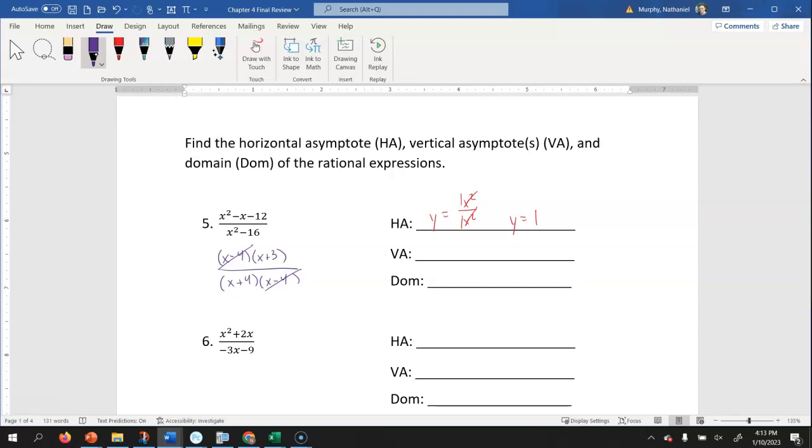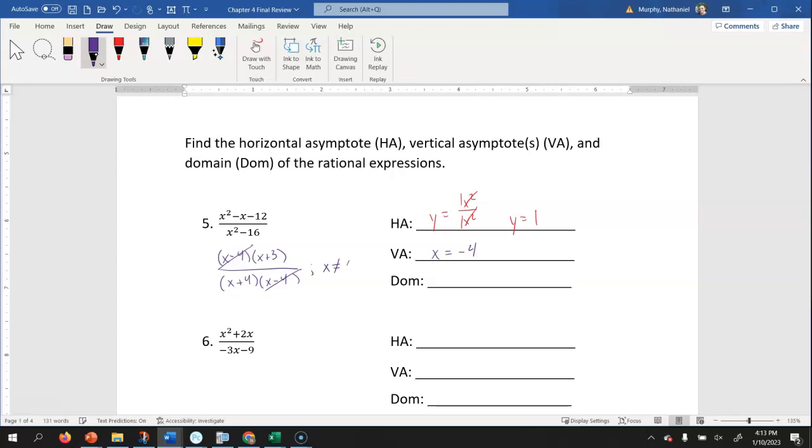And so what's left over in the denominator, after we cancel those out, would be your vertical asymptote. So if we set x plus 4 equal to 0, we would get x equals negative 4. So remember, for a horizontal asymptote, it's in the form y equals. For a vertical asymptote, it's always going to be in the form x equals. Now, before we cancel those out, we could find the restrictions.